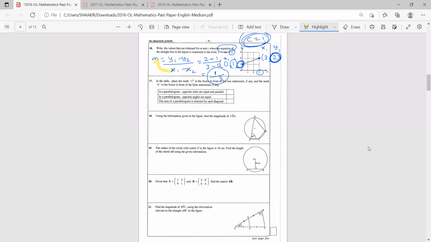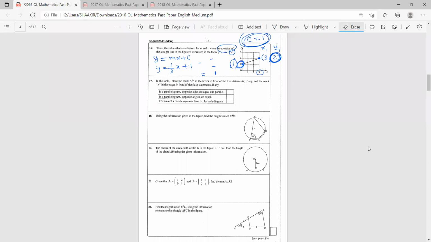Now I'll substitute this in the equation y equals mx plus c. So here m we found is 1 over 3, so y equals 1 over 3 x plus the intercept, which is 1. Therefore this is the equation of this graph. Okay children, this is the equation of the graph. Any doubts in this, children? Do you have any doubts? If there's any doubt, please ask me.